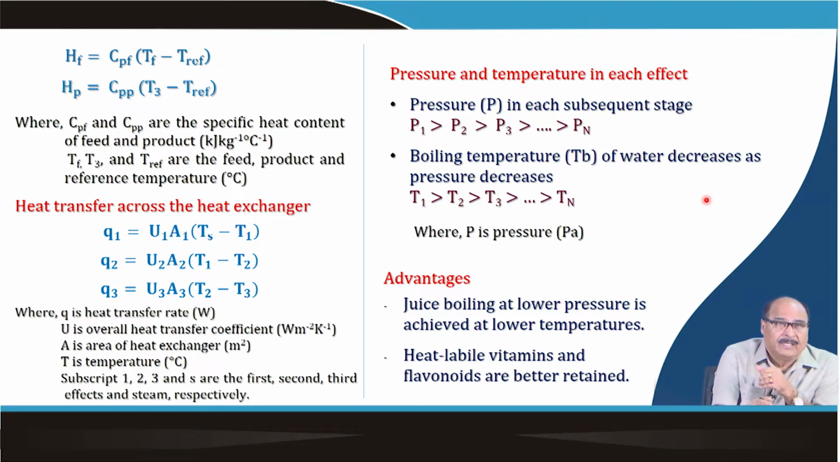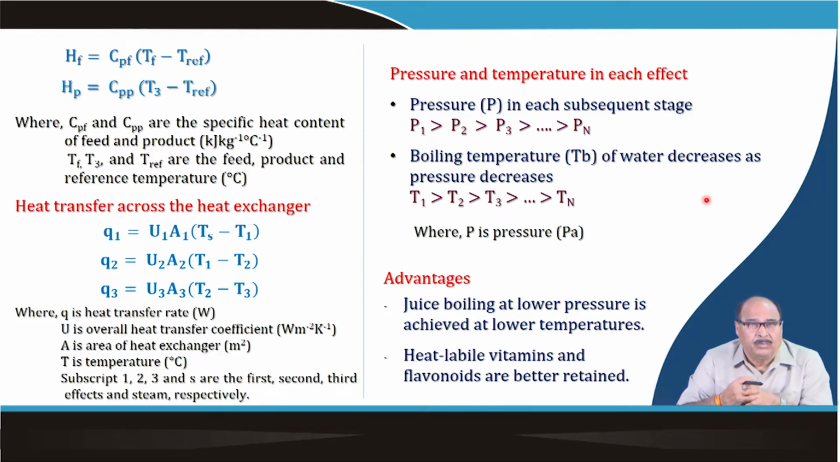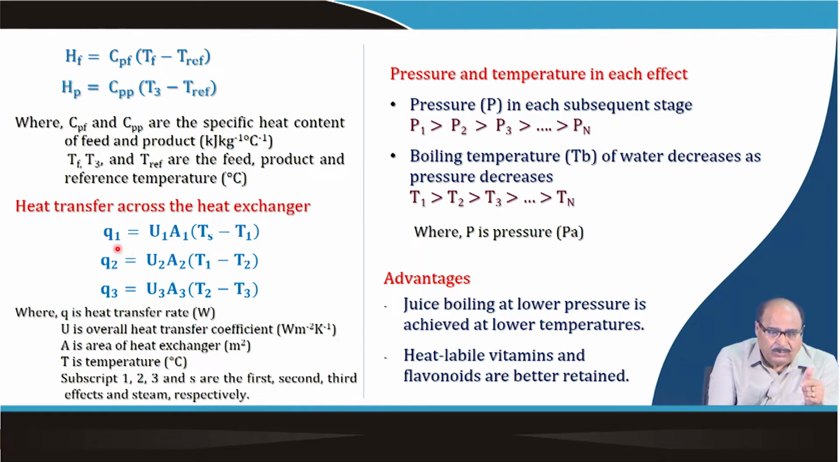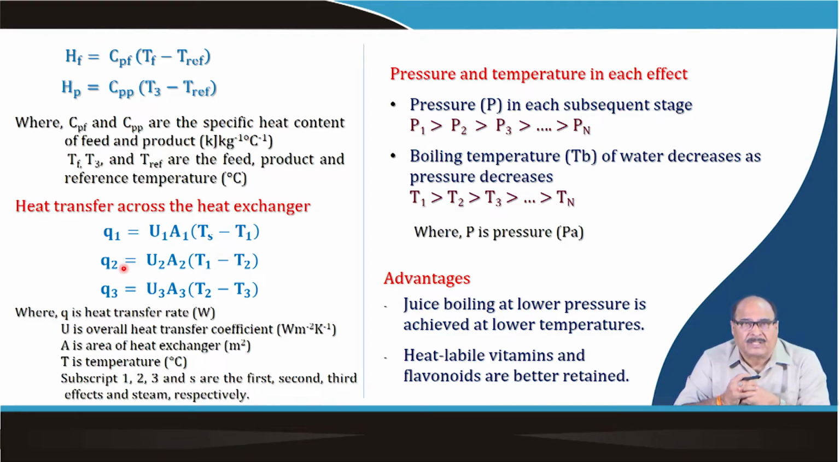Like HF is equal to CPF times TF minus Tref, or HP is equal to CPP times T3 minus Tref, where CPF and CPP are the specific heat content of the feed and the product. TF, T3 and Tref are the feed, product and reference temperatures. Then Q is equal to UA delta T, the general heat transfer equation, so heat transfer across the heat exchanger can be calculated using this equation.